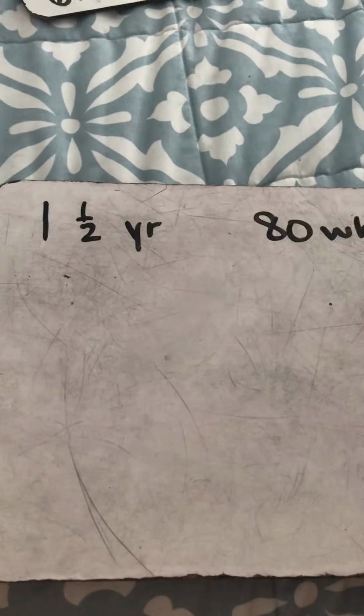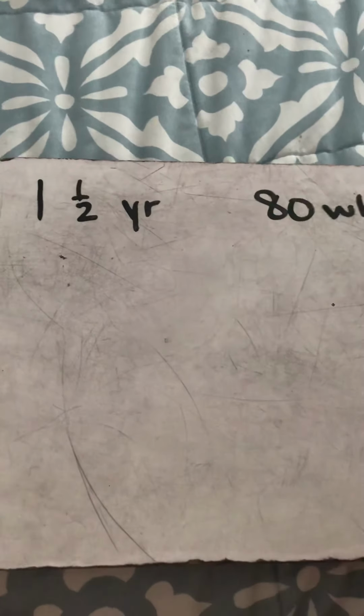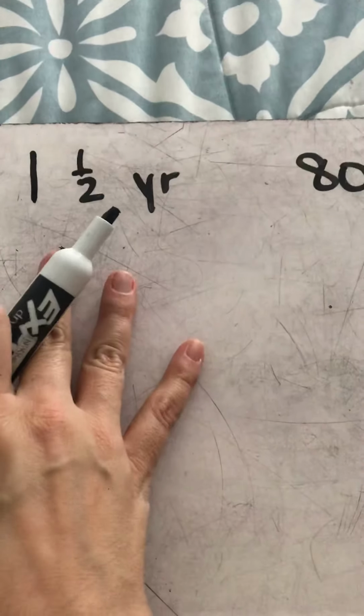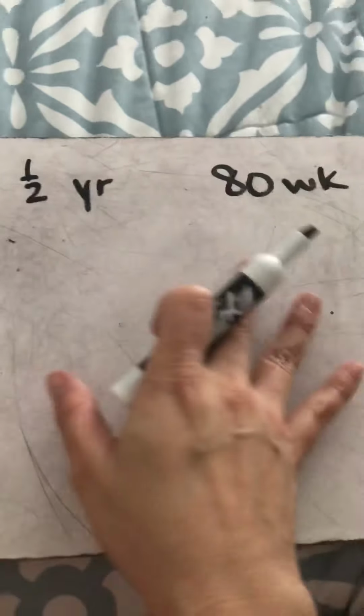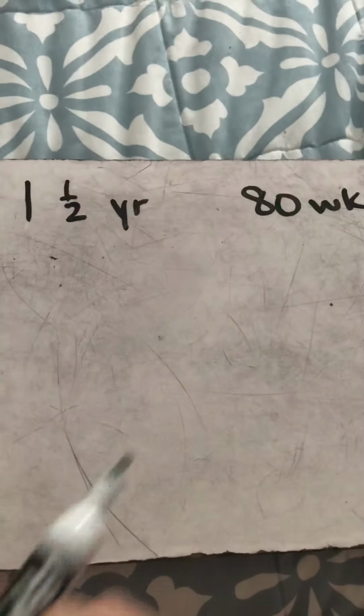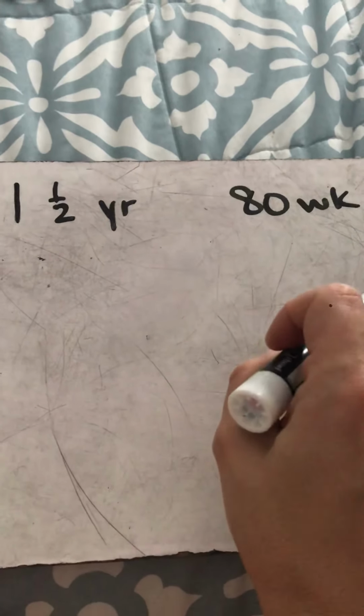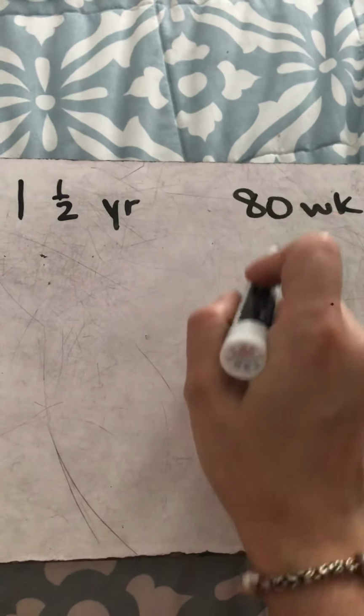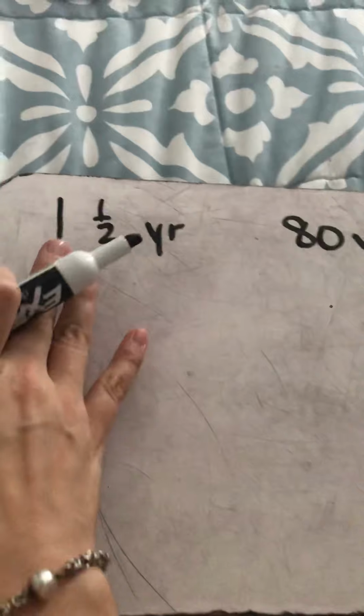Just like denominators, we can't add or subtract them if the denominators are not the same in a fraction. So same scenario. I can't compare apples to bananas. I can't compare years to weeks. I've got to make them the same. So for 1.5 years, I've got to figure out how many weeks are in there, or I've got to make weeks into years. I'm going to do this one.